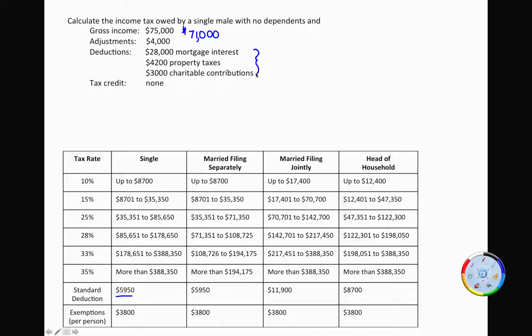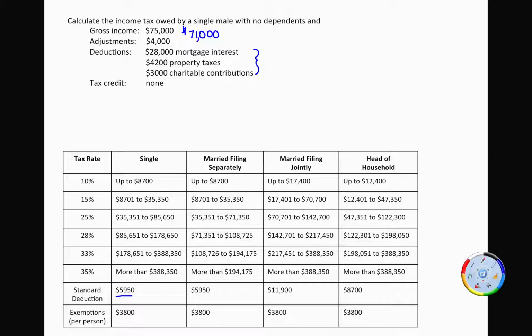Well, obviously this one is larger. So if I add up all these deductions, $28,000 plus $4,200 plus $3,000, what's that, $36,200? Let me double check that just so we don't have an error here.